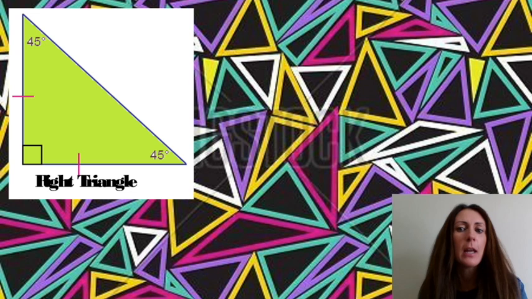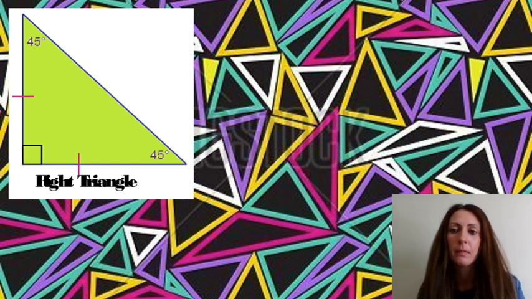Okay, so the third and final triangle that we classify by angles is called a right triangle. Now, I know that in 4th grade, you measured angles. So why is this triangle labeled or named a right triangle? And how do you know it's a right triangle?